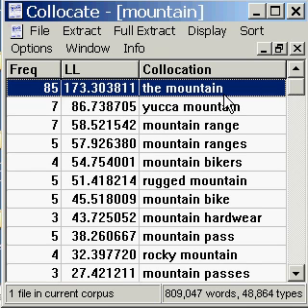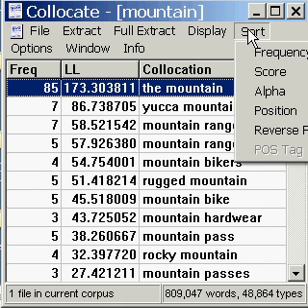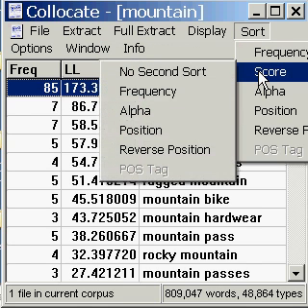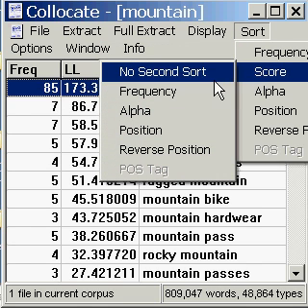So in doing this we're just looking at the sorting by frequency number or sorting by the score, and it's not really worth doing a second sort on those.